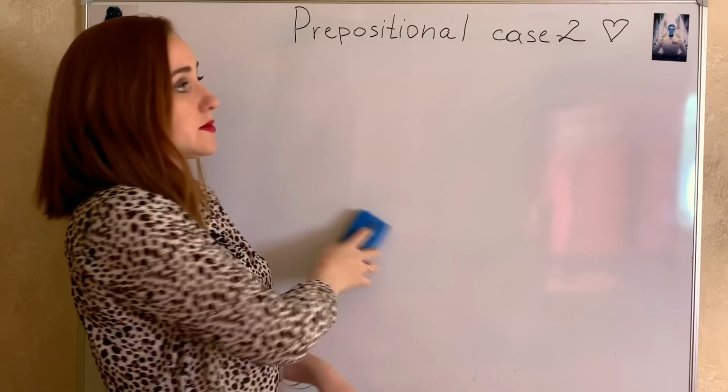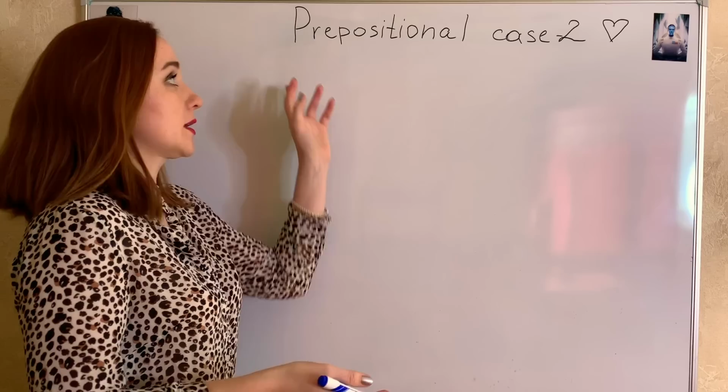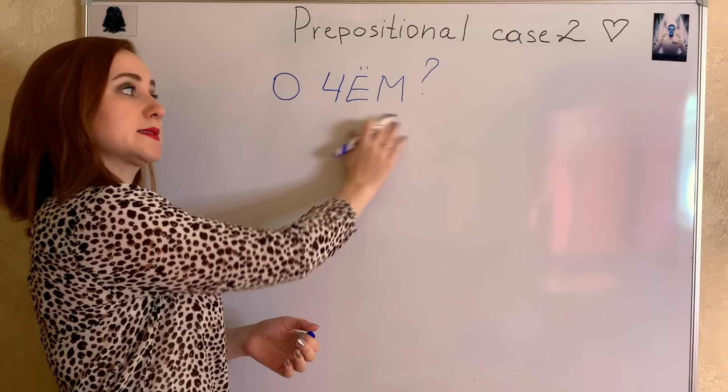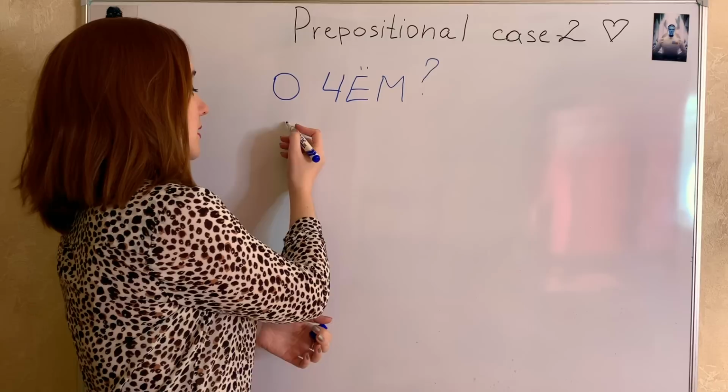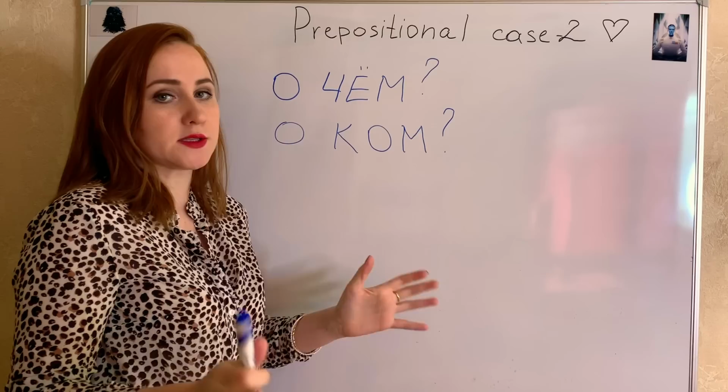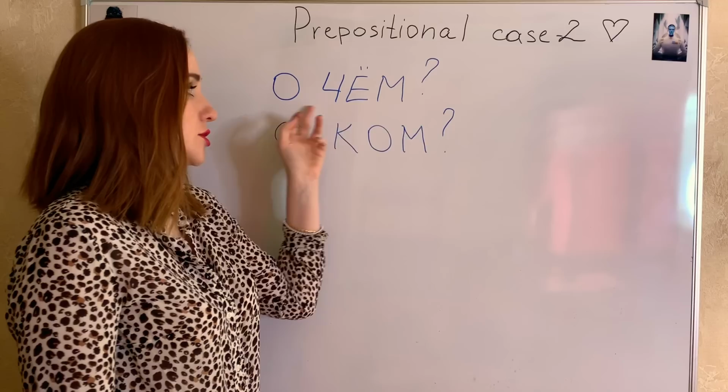And the second question when you use the prepositional case is о чём? О чём? Write it down, please. О чём? About what? Or about who? О ком? I want you to remember these questions. And always, always, when it comes to any case, pay attention to the question words, okay?